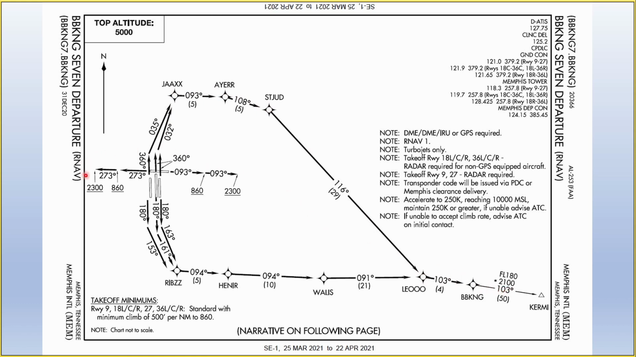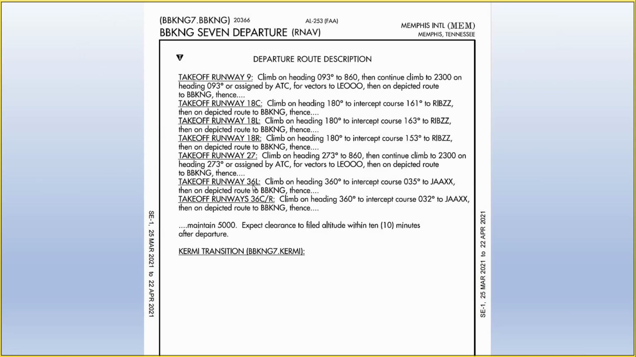In fact, if you're taking off of 9 and 27, you just fly a heading and you get vectors to the expected route. If you have any doubt as to what you're supposed to do, the second page has a route description for each runway. So if you're taking off on 18 left, make sure you're doing what you're supposed to. You take a look and it says climb on a heading 180, intercept the course, the 163 course to Ribs, then follow that depicted route out to BB King intersection.